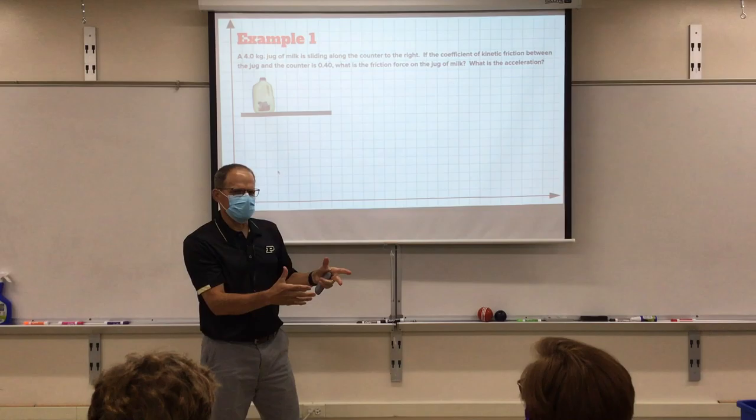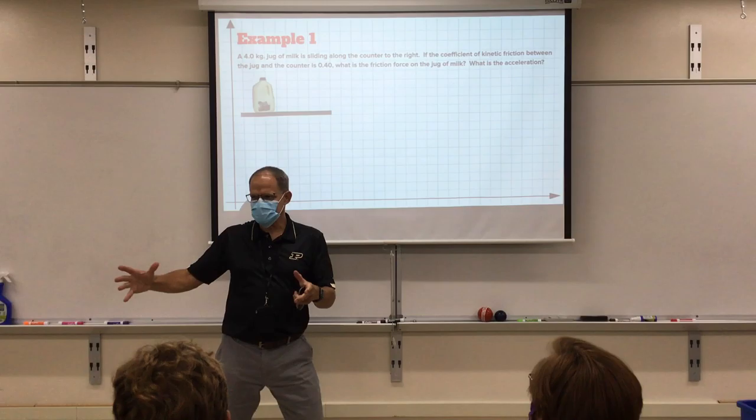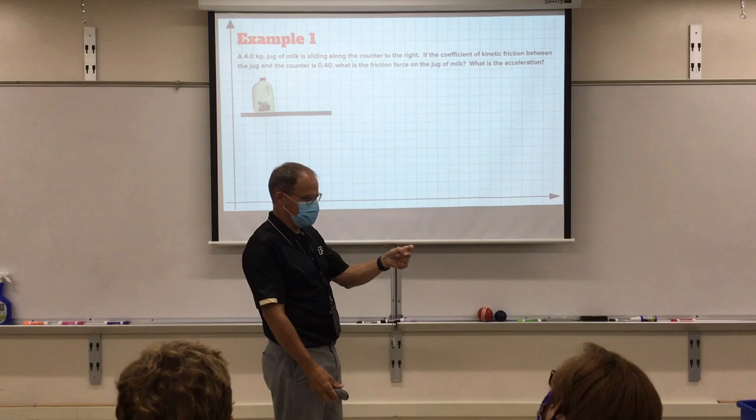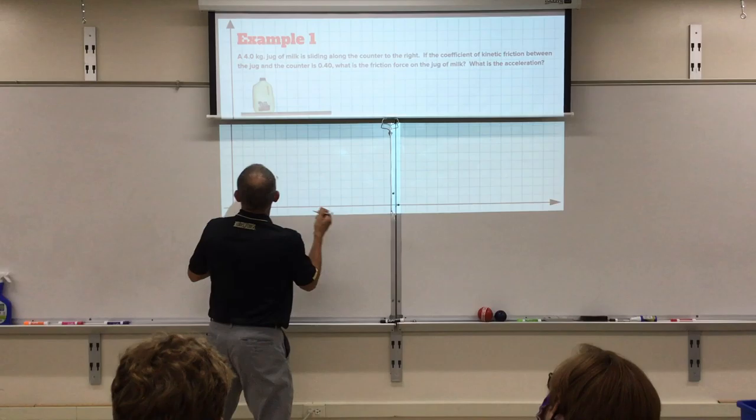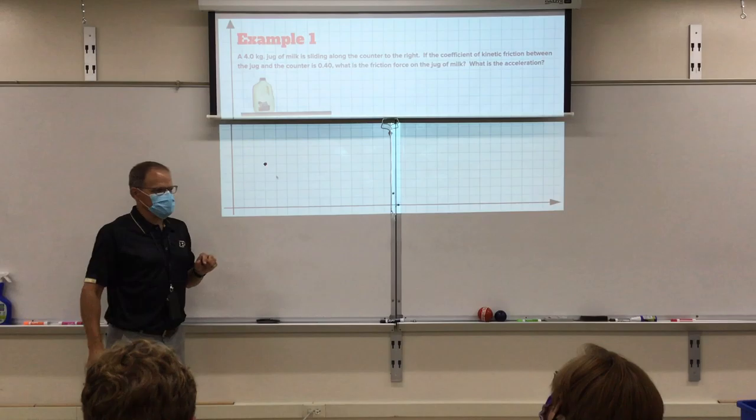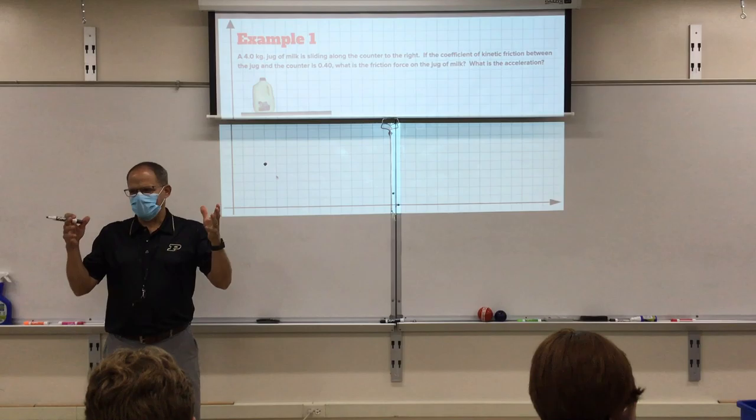So, here's my milk jug. Somebody gave it a shove. I don't know what happened, but we are not talking about when somebody is shoving it. Somebody's already given it a shove, okay? It is just sliding across the counter. You're sitting there having your cookies after school, and the milk jug just goes sliding by. Right there is what we're interested in, okay? So, what we are going to do is try to figure out its acceleration by finding the forces on it. So we're going to start making a free body diagram, okay?